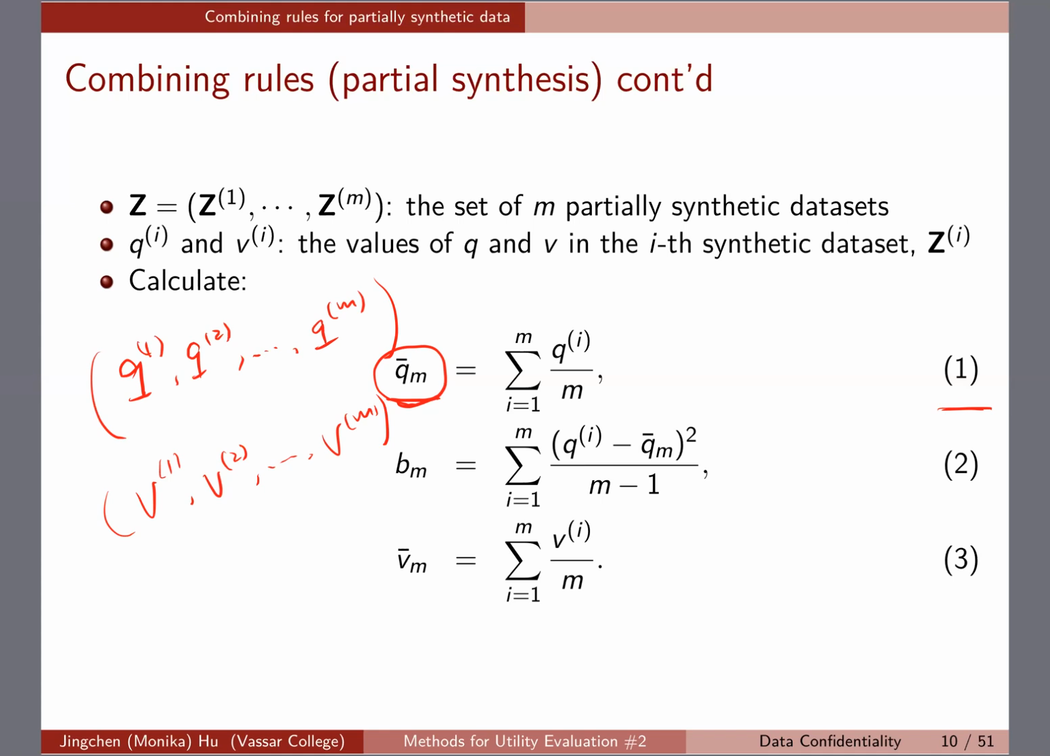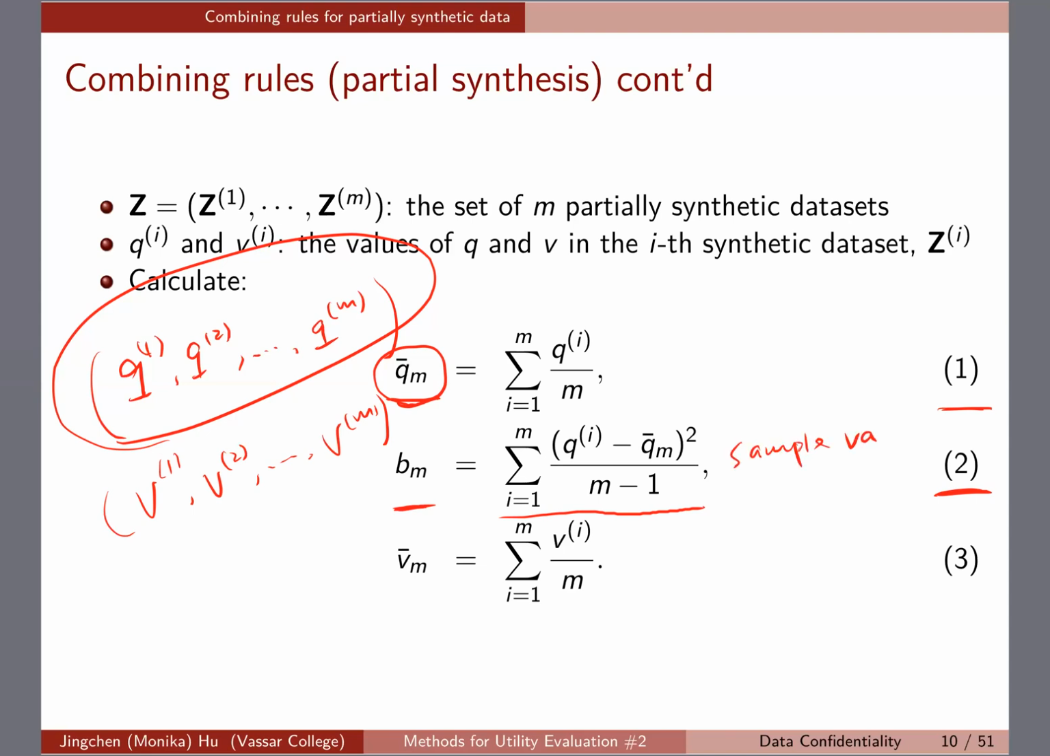The key interesting thing here is equation 2. BM is really just looking at the sample variance across these Qs. You're taking the difference between each observation and its mean, squaring it, dividing by m minus 1, that's how many you have, and then taking the sum. So this is the sample variance.